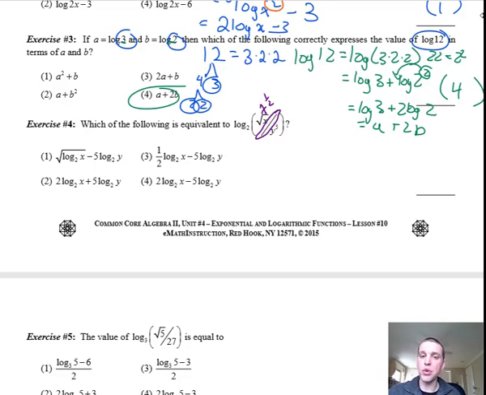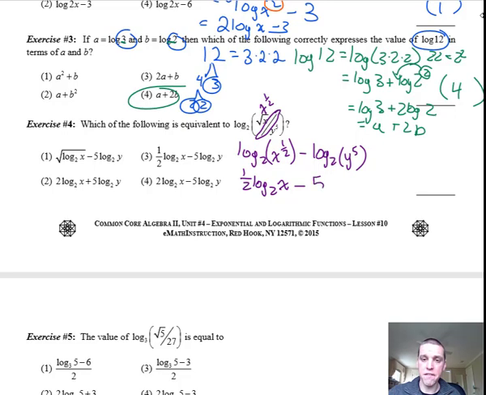So I'm going to do the quotient rule first. Log base 2 of x to the 1/2 minus log base 2 of y to the 5th. So I did the quotient rule first. The next thing that I notice here is that I have powers. I have exponents. When I have a power, I'm going to use the power rule. So I'm going to bring the exponents out in front due to the fact that it's multiplication. So 1/2 log base 2 of x minus 5 log base 2 of y.